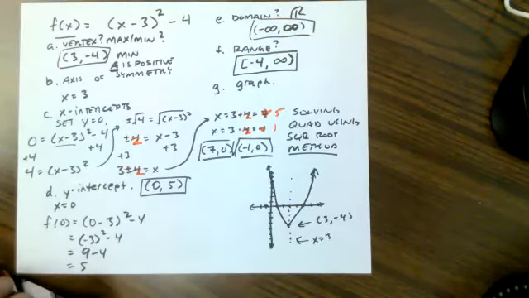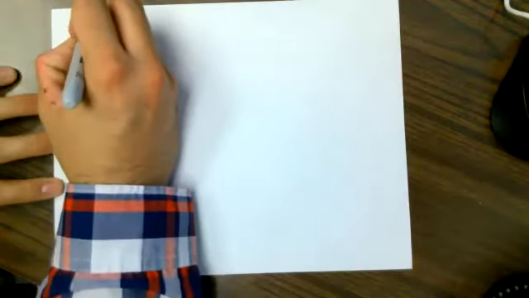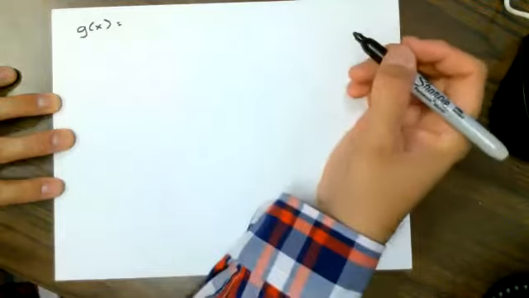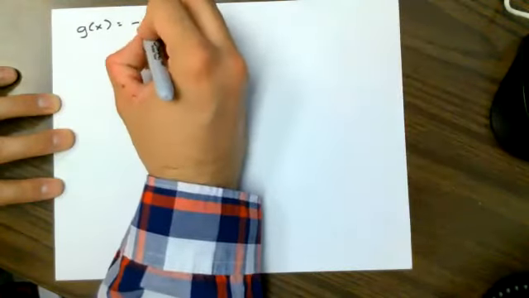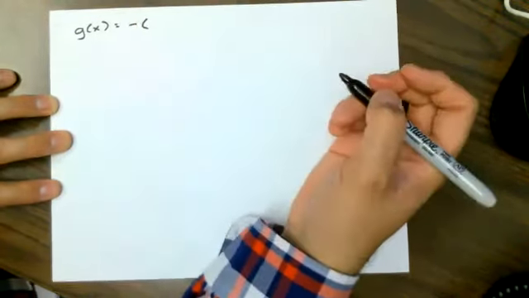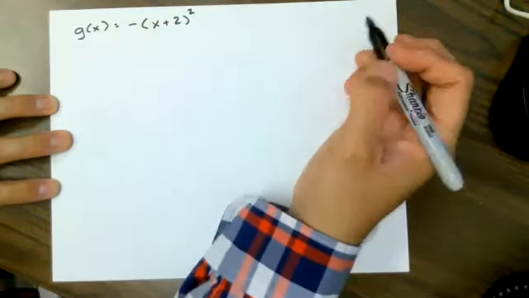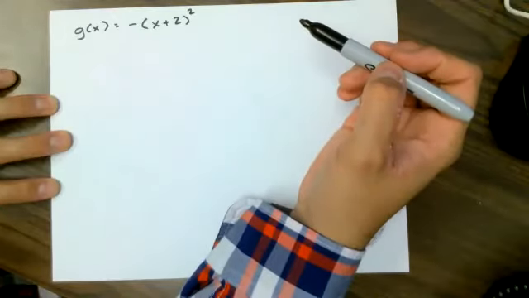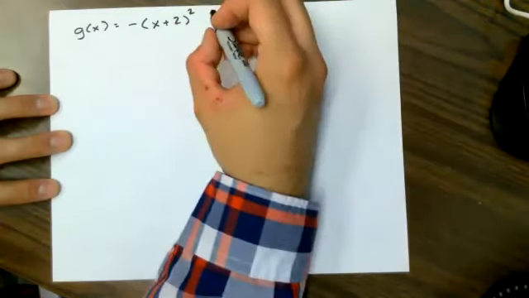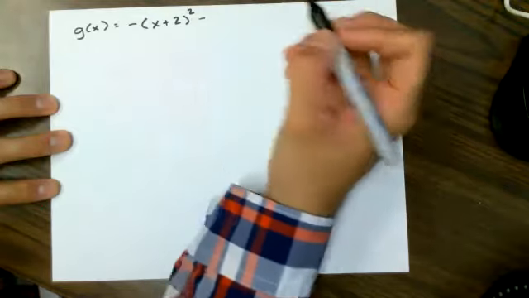Get another piece of paper out here. Okay. So same questions, but now I'm going to give you a different function. Let's say g of x. We'll put a negative sign out here in front of the x, that way it'll flip it around, right? Negative, x plus 2 squared, and then let's say minus 5.